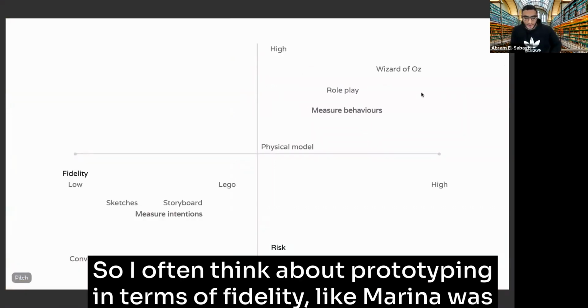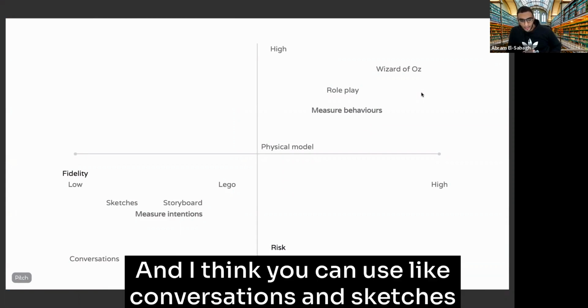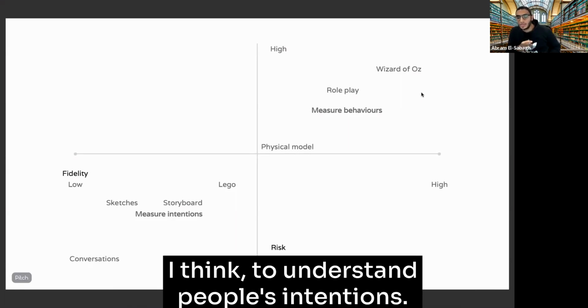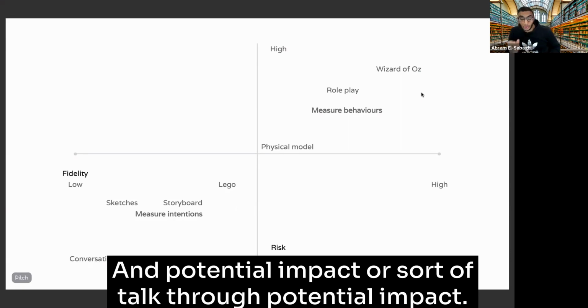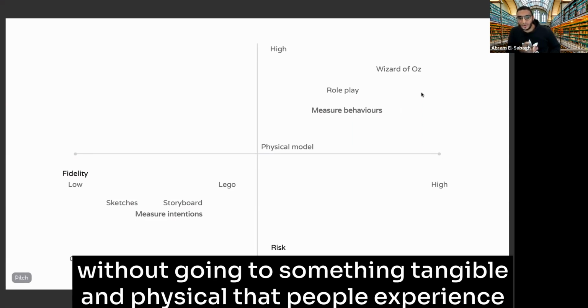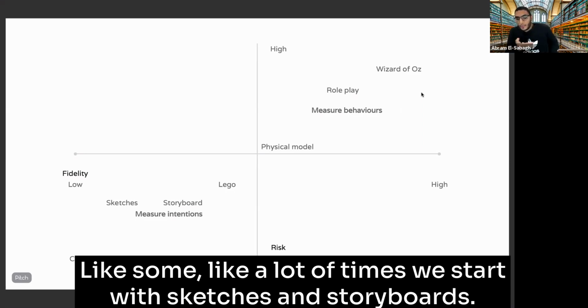So I often think about prototyping in terms of fidelity, like Darina was saying, but also in terms of risk. I think you can use conversations and sketches and storyboards and Lego as pretty helpful ways to understand people's intentions and potential impact, or to talk through potential impact. I think it's pretty difficult, though, to actually measure impact and behaviors without going to something tangible and physical that people experience, which is really interesting, right? A lot of times we start with sketches and storyboards.